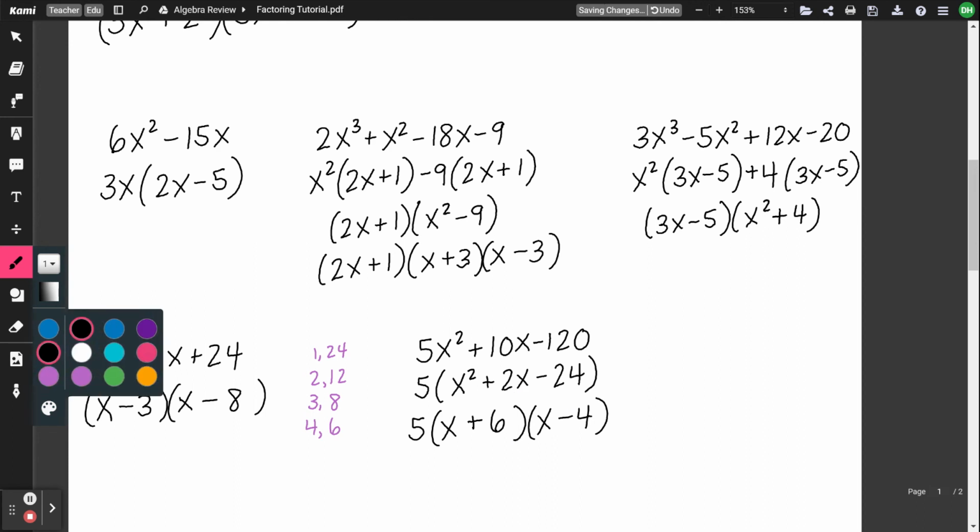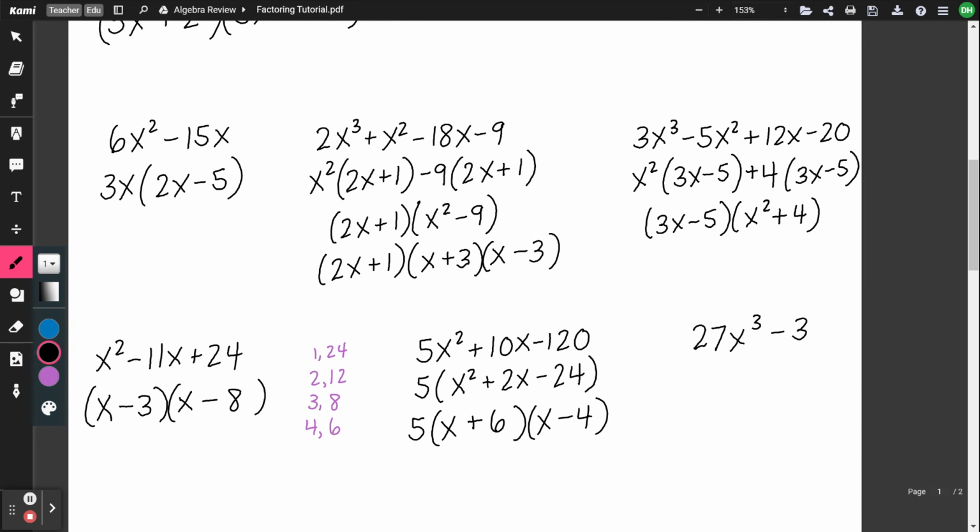Okay. And what about this one? 27x cubed minus 3. What's the first thing you recognize? There is a GCF. I probably meant to make that minus 3x. GCF is 3x. And then I'm left with 9x squared minus 1.